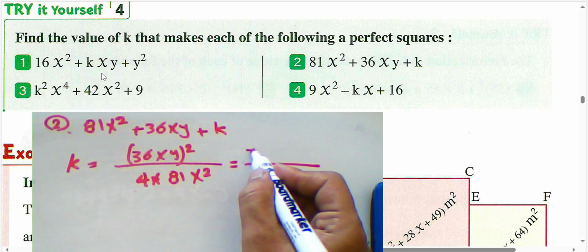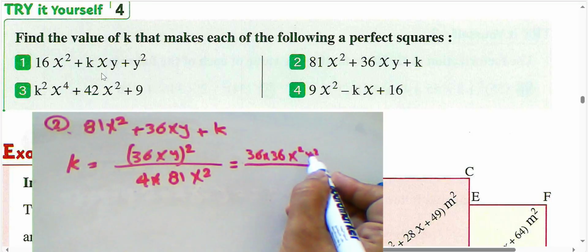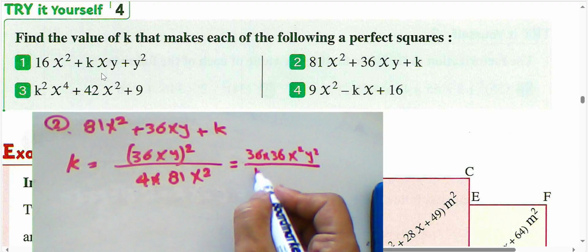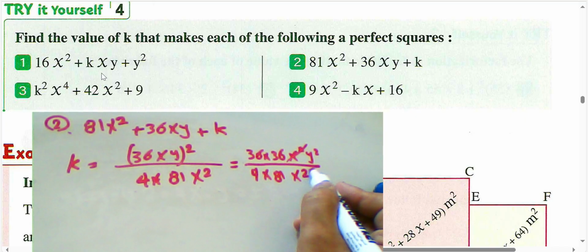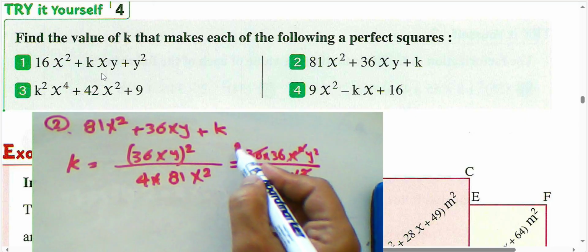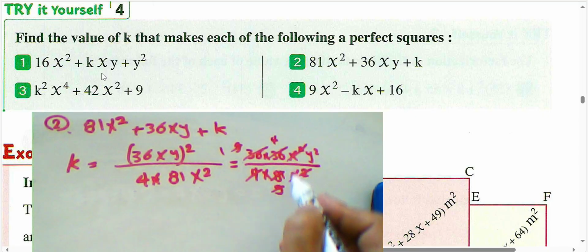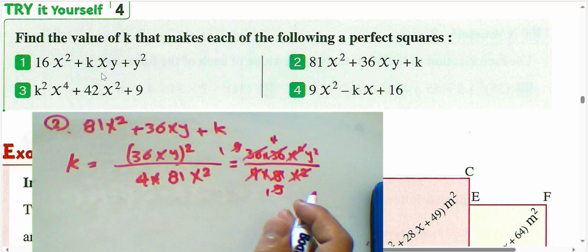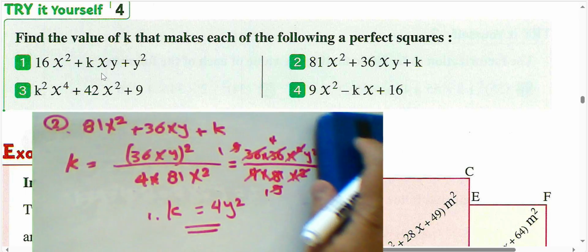36² means 36 times 36 and x²y², over 4 times 81x². x² by x². 36 divided by 4 equals 9. 9 divided by 9 is 1. 81 divided by 9 equals 9. 36 divided by 9 equals 4. 9 divided by 9 is 1. Then the result will be 4y². Then the value of k equals positive 4y².